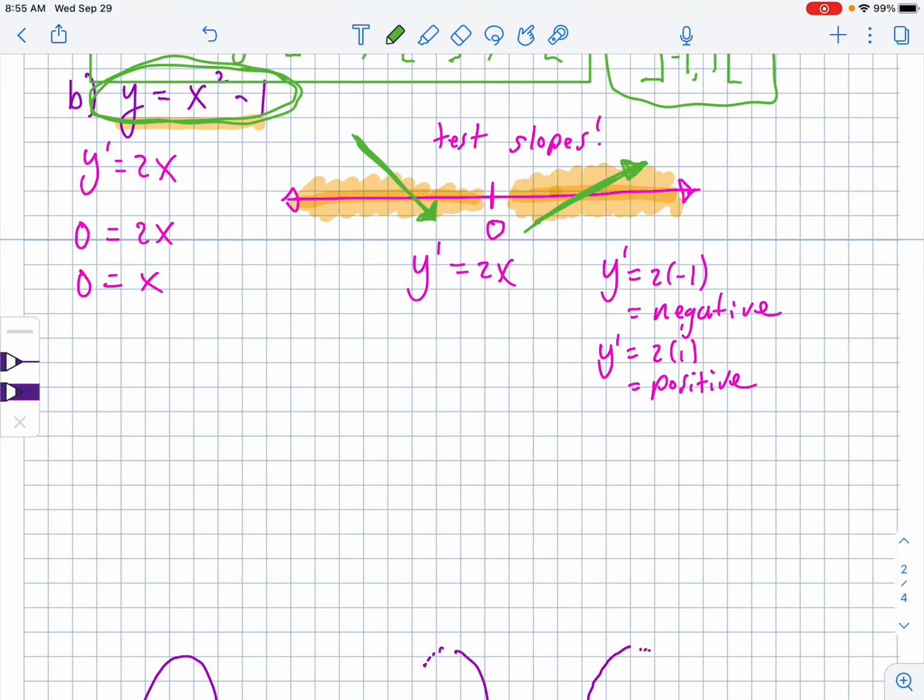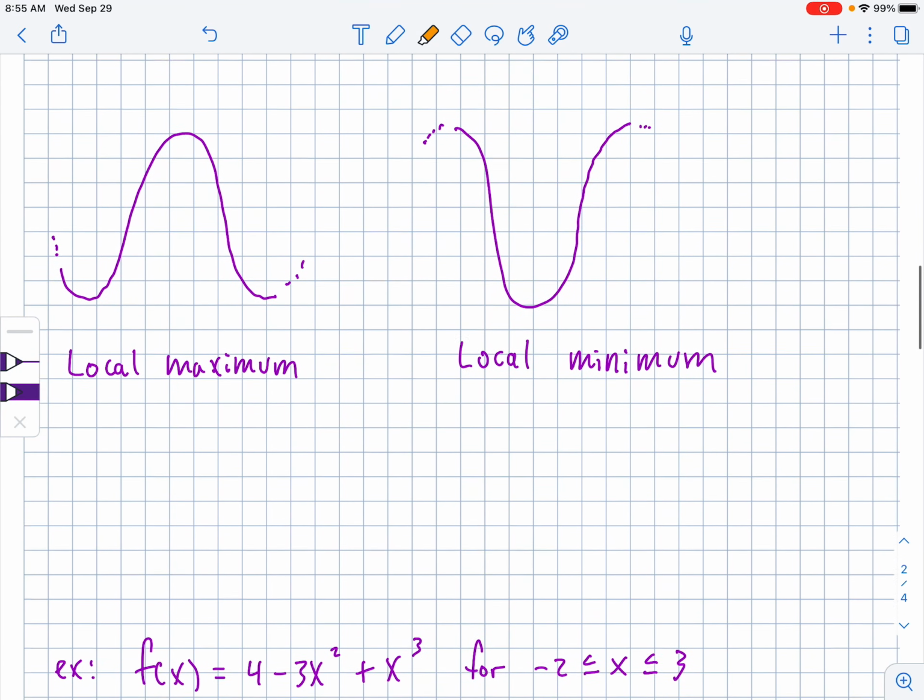Now, this makes sense because what is this? That is a parabola. So if you picture a parabola, x squared minus 1, that means it's a regular parent parabola that's been shifted down 1. So notice that this is certainly a turnaround spot, and on this side it's going downhill, this side is going uphill. So the derivative worked.